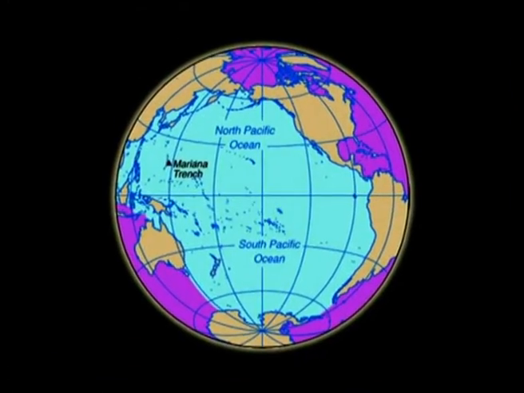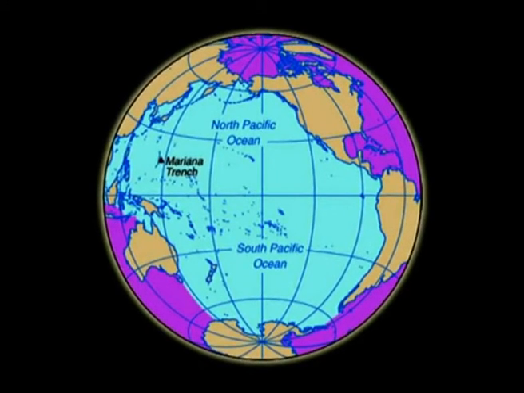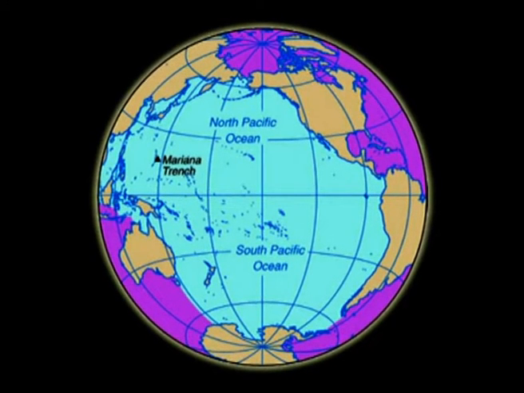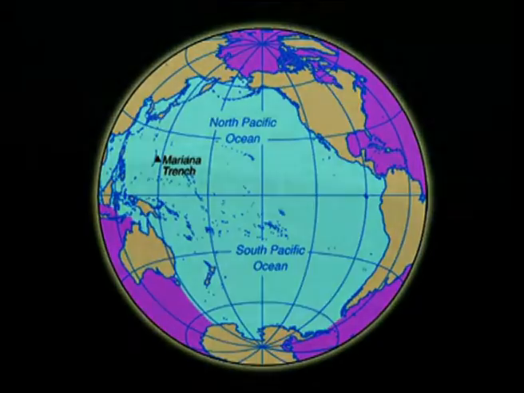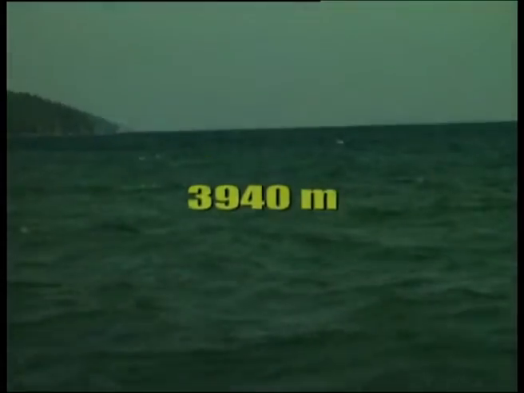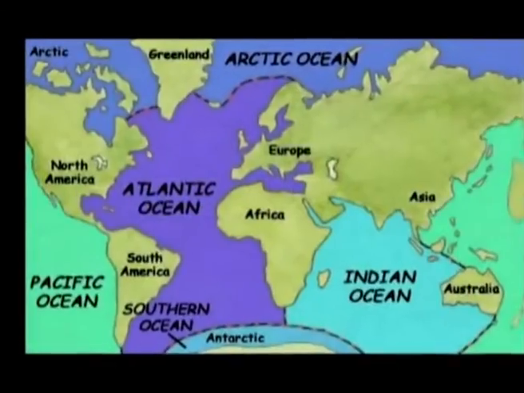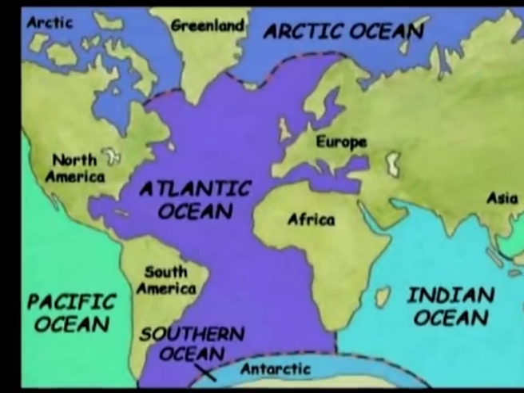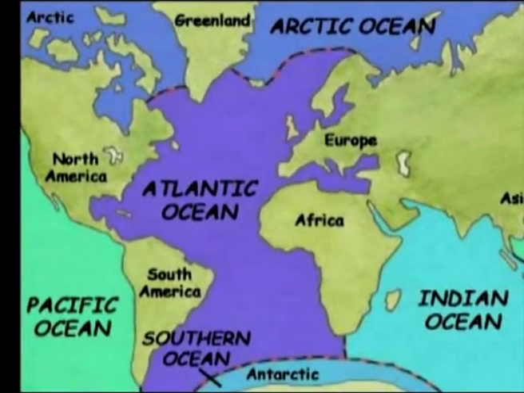Let us see the first one, the Pacific Ocean. Pacific Ocean is the largest of the world's oceans. It covers about 181 million square kilometers. It is also the deepest ocean with an average depth of 3,940 meters. Pacific Ocean contains half the water in the world's oceans.